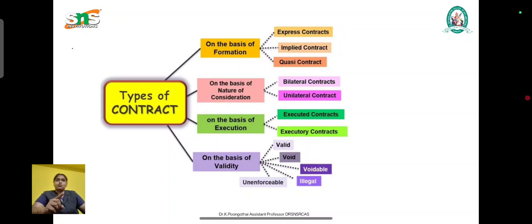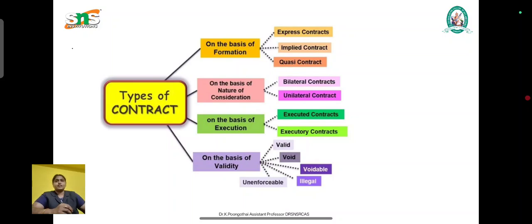The next thing is void contract. A void contract is a contract that was valid initially but later became unenforceable by law. The features are no legal effects, cannot be enforced in court. Reasons for becoming void: impossibility of performance, changes in law, destruction of the subject matter. Example, a contract to sell a specific horse to B, but the horse dies before the delivery. So that is a void contract.